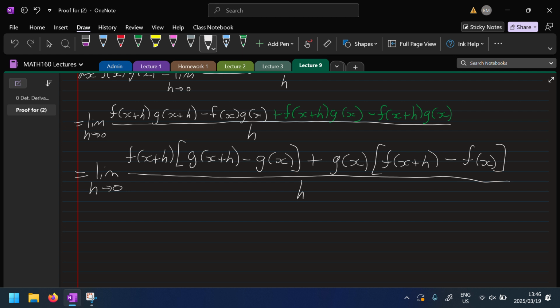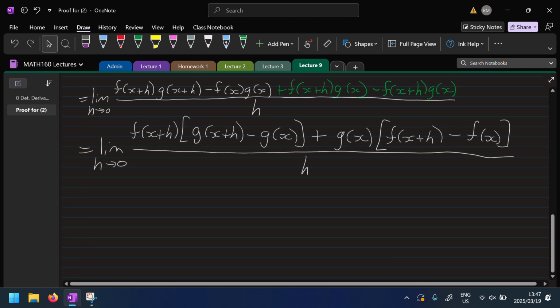Okay, so I've grouped it into two parts. The first part, the g of x plus h and the g of x are put together. Okay, I hope you can see that's going to end up becoming a derivative. And then right at the end there, I took out a g of x, and I'm left with f of x plus h minus f of x. I hope you can see that's going to become another derivative. Everyone see what I did?